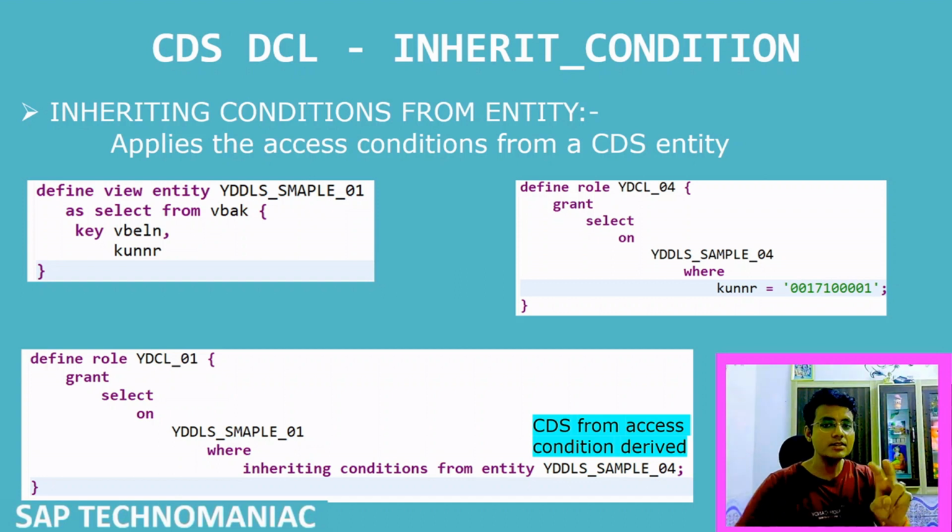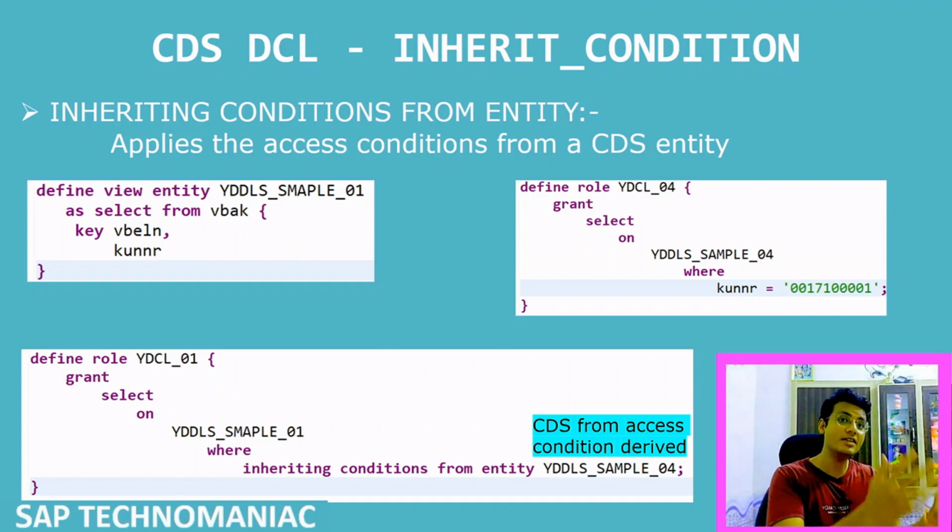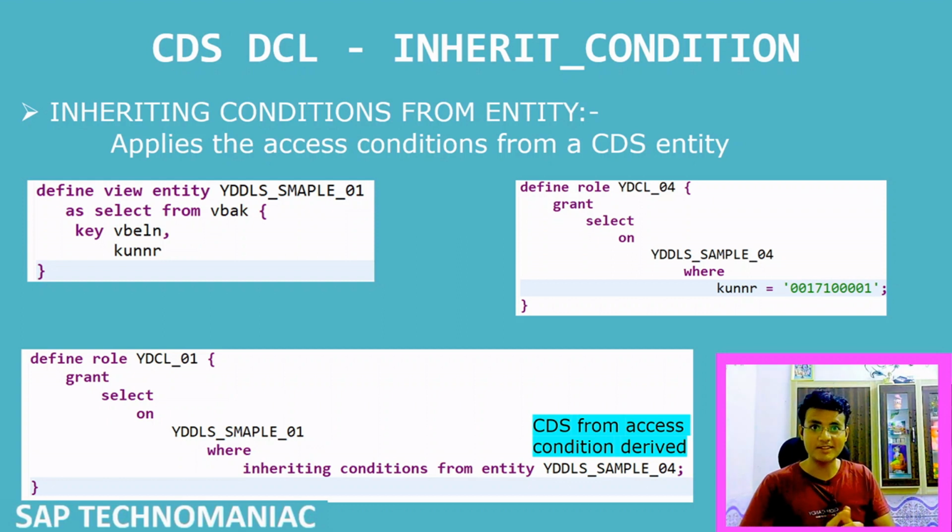But this is the second variant of the inherit conditions. Instead of calling that particular role, we will call one particular CDS entity. We will inherit a particular CDS entity. For that CDS entity, whatever roles are defined, and whatever conditions are there in those roles, will be considered in this inherit condition for entity.